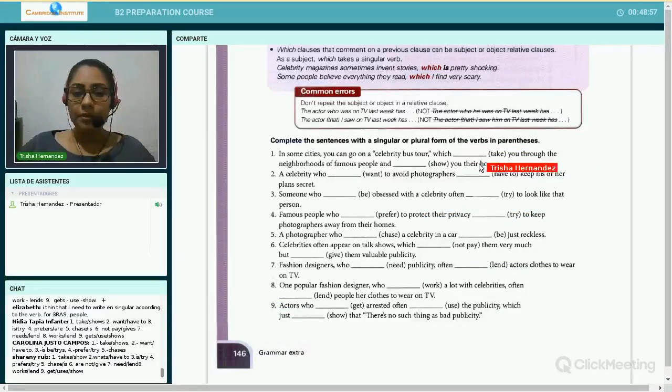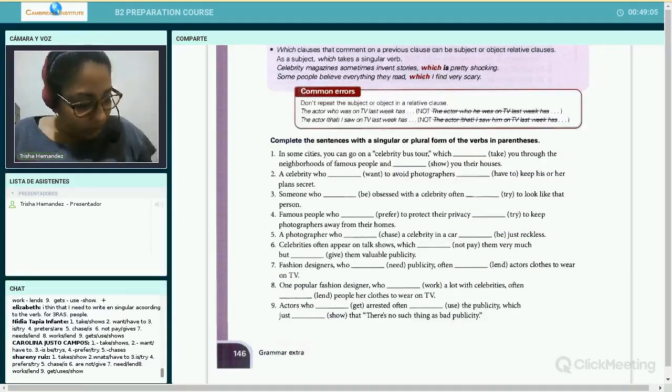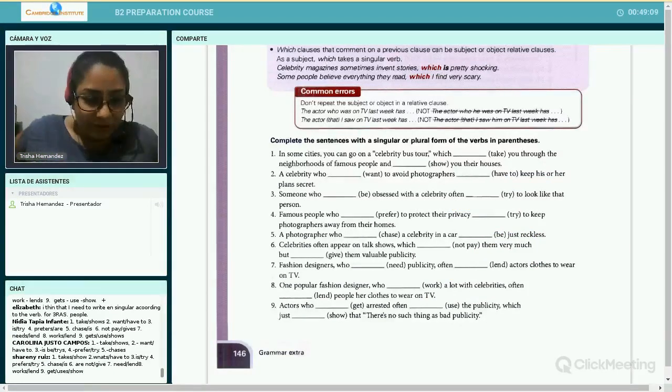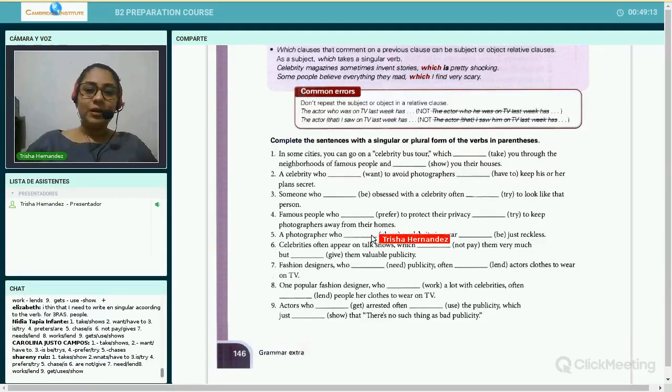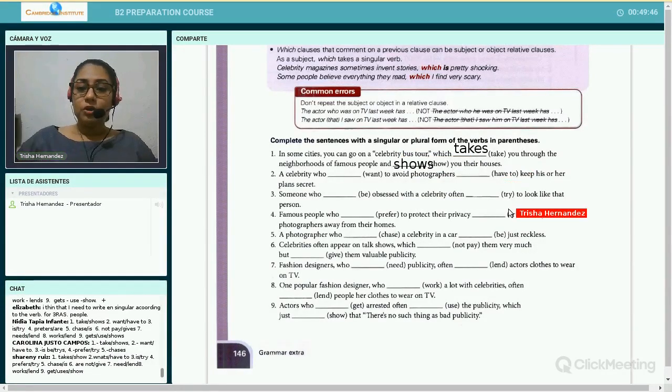I guess this is a basic rule, but I guess we hadn't seen it in class. Obviously, because this is a B2 course, it's supposed that you kind of remember that, right? So here, in some cities, you can go on a celebrity bus tour, which, what does the "which" refer to? The bus. So the bus, what does it do? How do you use the verb with bus? Take or takes? You use takes, because the bus is taking you. The bus takes you through the neighborhoods of famous people and shows you, one more time, shows you their houses. You see?